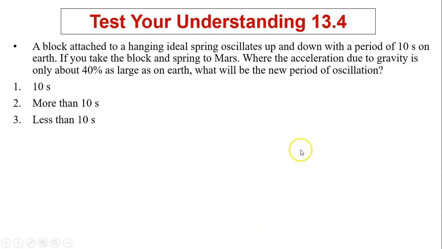Let's take a look at the equation of period. Period equals 2 pi square root of m over k. So if you take it to Mars, mass is not going to change, spring constant is not going to change. Therefore, the period cannot change, it has to be 10 seconds.